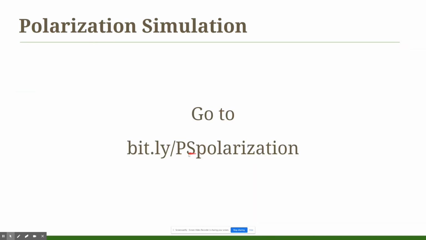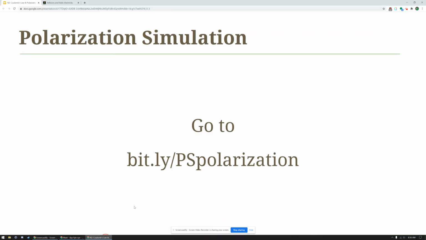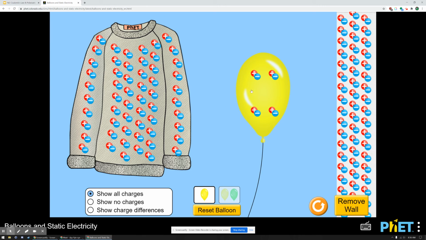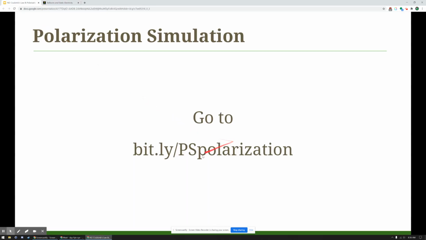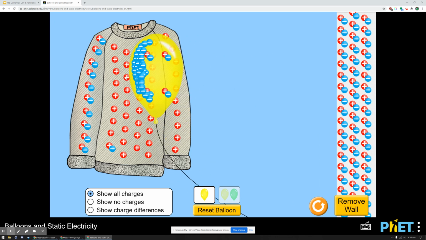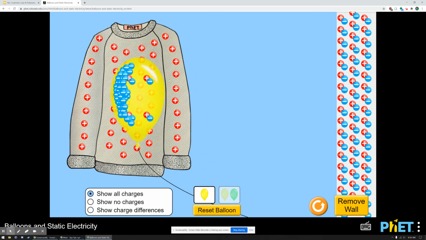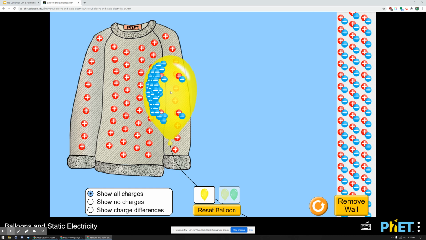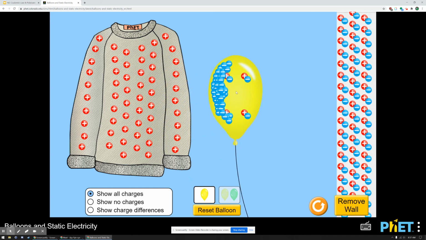So now we have a short little simulation you can play around with, and here is what that looks like. So this simulation at bit.ly/PS polarization, if you want to play around with it for yourself, this just shows us we have a sweater, we have this balloon here, and we have a wall. So what I'll do is I will take this balloon, I'll rub it on the sweater, and through static electricity, I am building up negative charges. So now I have a negatively charged balloon and a positively charged sweater.